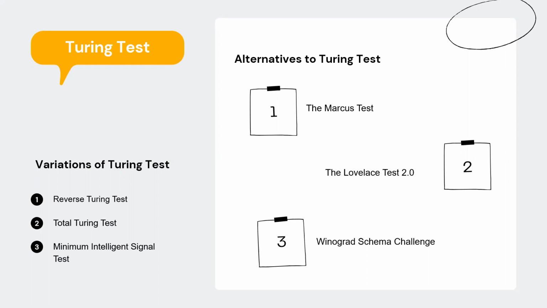The second is the Lovelace test 2.0, which is a test made to detect AI by examining its ability to create art. And the last is the Winograd Schema Challenge, which is a test that asks multiple choice questions in a specific format.